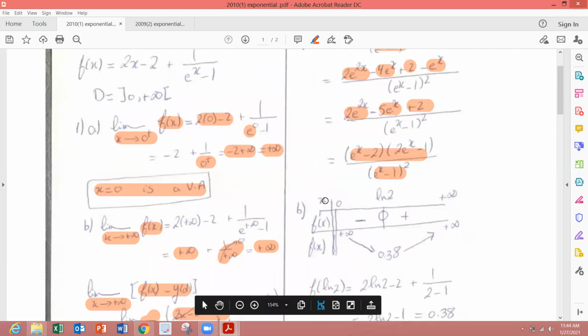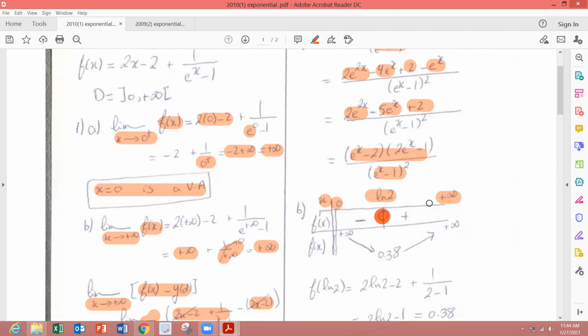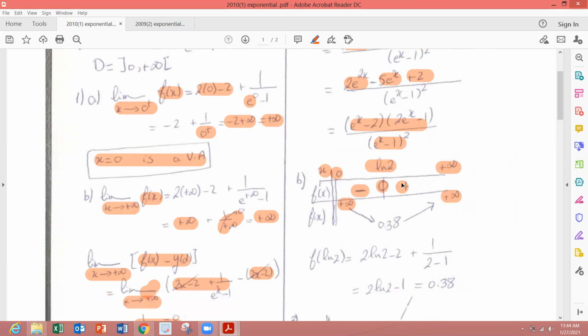So x: 0, ln 2. Domain is 0 to plus infinity. At ln 2 it is 0. Here positive, here negative. Negative, it is decreasing; positive, it is increasing. At 0, we get plus infinity. At ln 2, plus infinity. And the minimum, f of ln 2, is 0.38.